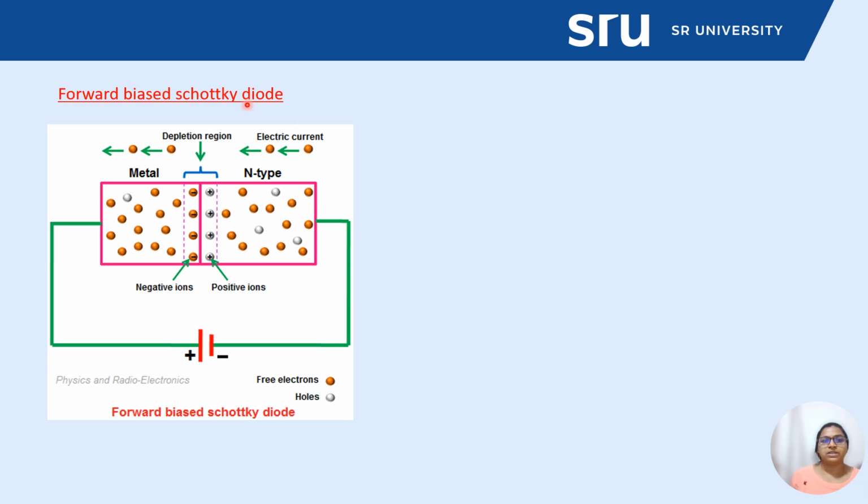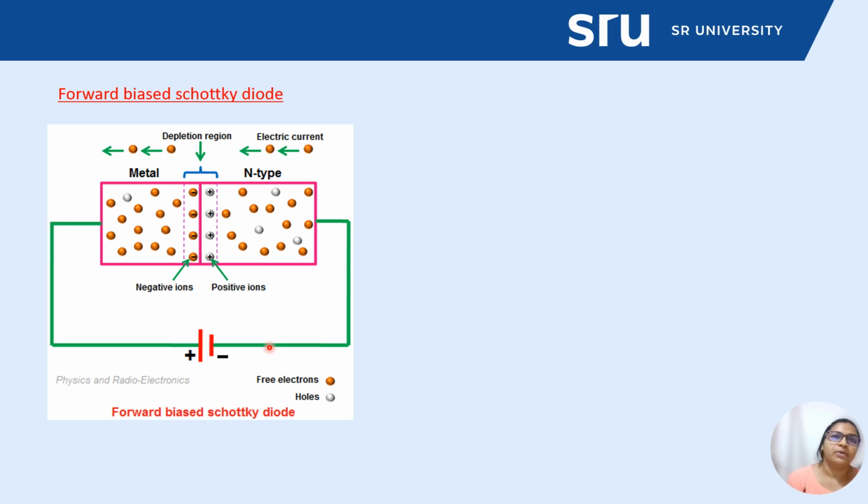Now let us see how it works in forward bias conditions. If the positive terminal of the battery is connected to the metal and the negative terminal of the battery is connected to the n-type material, then the Schottky diode is said to be in forward bias condition or forward bias connection.